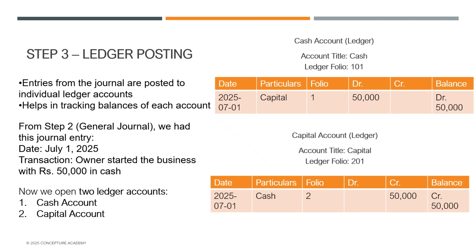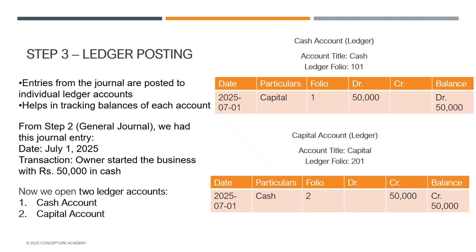Journal entries are then transferred to the ledger. This is where we group similar transactions under the same account name. So let's continue with the same example from step 2. We had this journal entry on July 1st, 2025. Owner started the business with 50,000 rupees in cash. So now we open two ledger accounts. One is cash account, the other one is capital account.